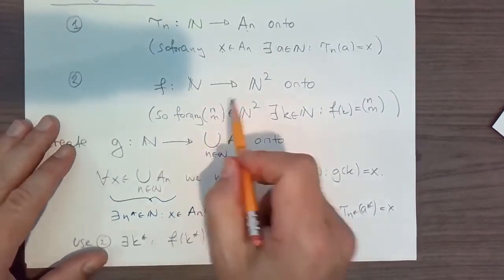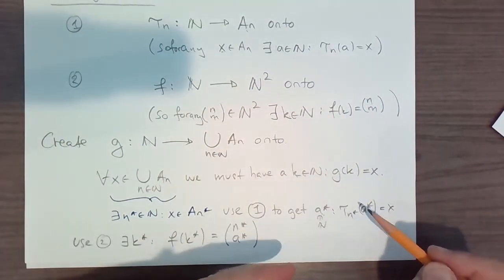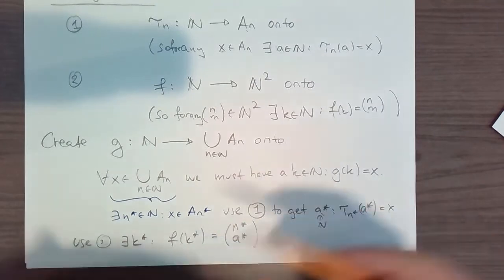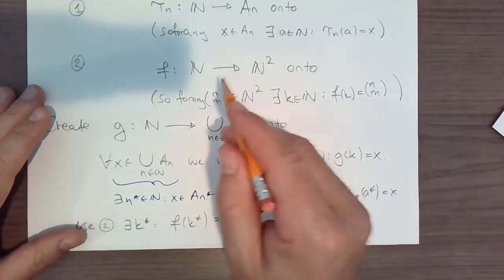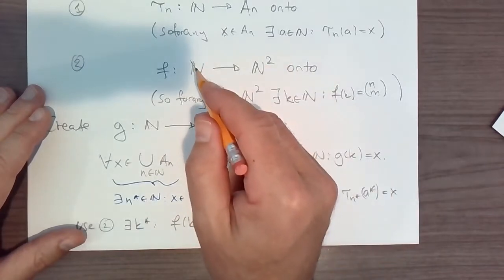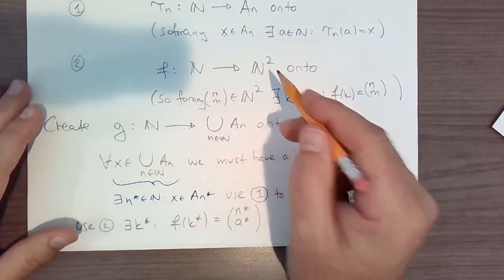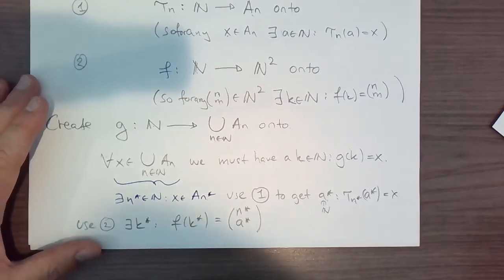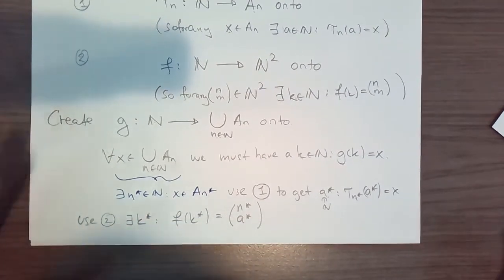That's because f is onto. Right? So you give me any two natural numbers here, n star and a star. The function is onto, so I can find something in that function's domain that will take me to exactly that point. Are we good so far?